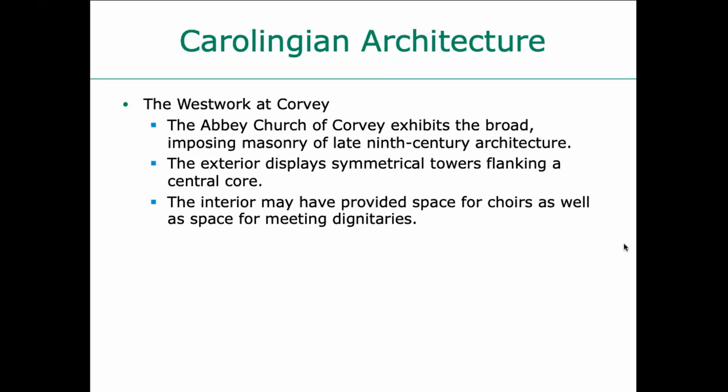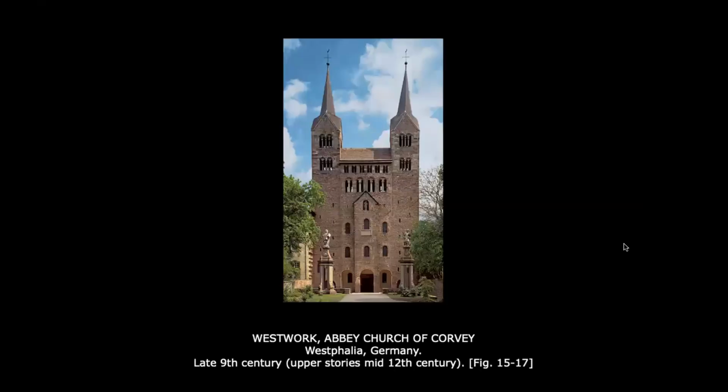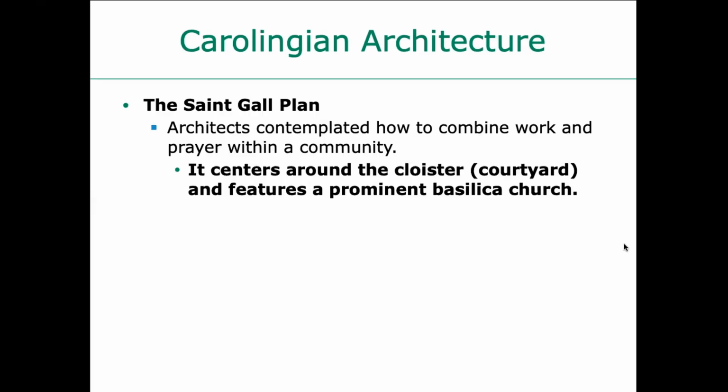And so we see imposing masonry of late 9th century architecture. The exterior displays symmetrical towers flanking a central core. The interior may have provided space for choirs, as well as a space for meeting dignitaries. And so basilica churches were very large so that pilgrims could also visit the churches too.